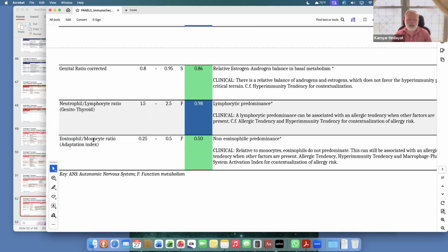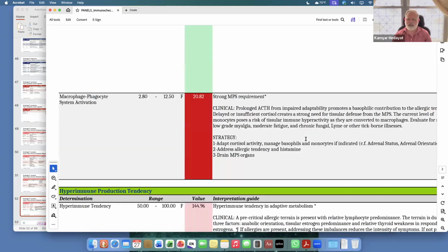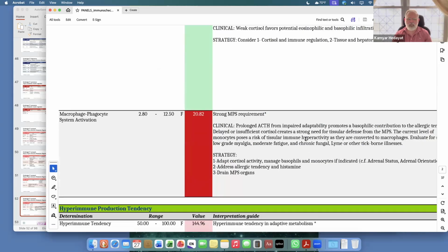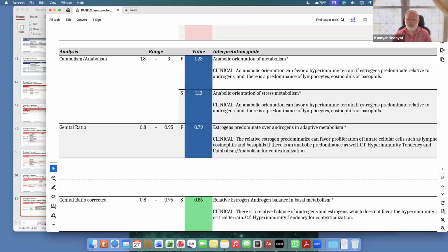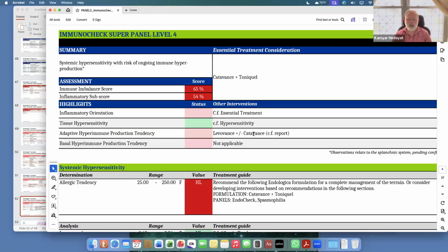And here to look at eosinophils and monocyte. Now their ratio was in the high end of normal. They'll just say it's a non-eosinophilic predominance. And the question of monocytes and basophils are addressed in the macrophage phagocyte system activation index. And like in the other super panels that have this, you have a quick summary again, but with essential treatments, other types of diets that you might want to consider, secondary support.